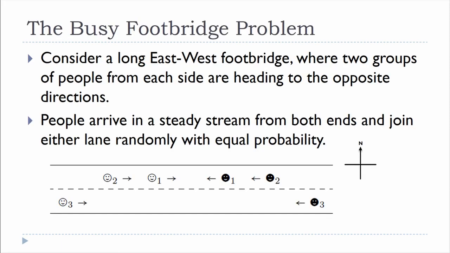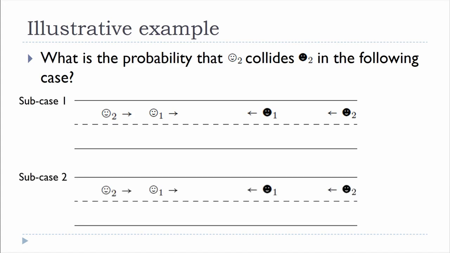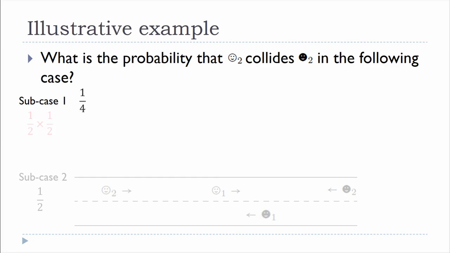We consider a long east-west foot bridge where two groups of people from each side are heading in opposite directions. In the following figure, you can see that. So, what is the probability that white 2 collides with black 2 in the following case? First, we divide it into two subcases, where they handle the collision differently. Consider subcase 1. White 2 can only collide with black 2 if he pushes away black 1, which yields the probability of 1 over 4.